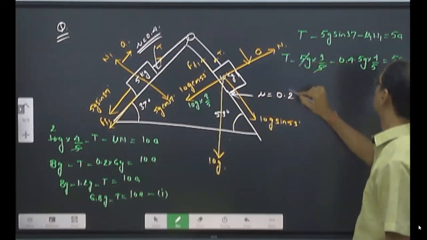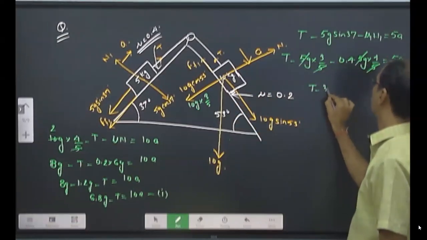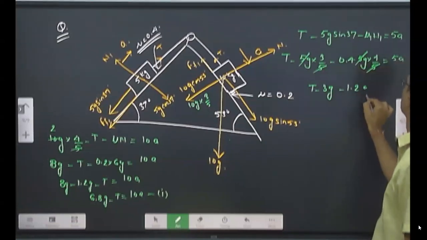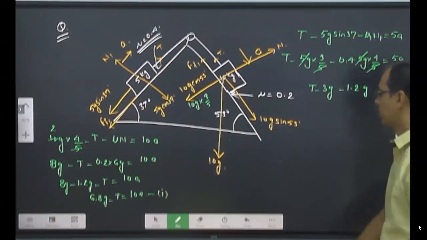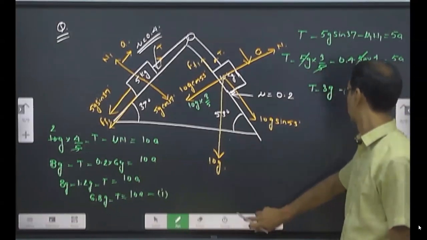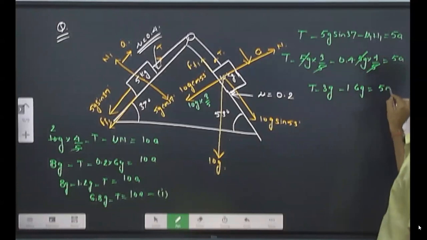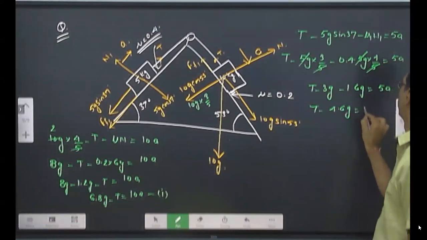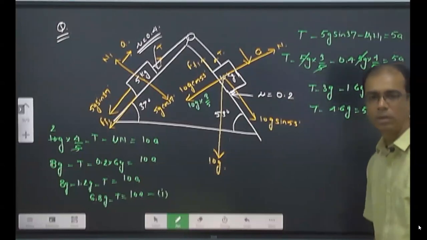This 5 and this 5 cancelled, and this 5 and this 5 cancelled. So what are we getting here? T minus 3g minus 1.2g, or 1.6g? 4 into 0.4 is 1.6g. Okay, so T minus 3g minus 1.6g equal to 5a. So T minus 4.6g equal to 5a. This is your second equation, equation number 2.